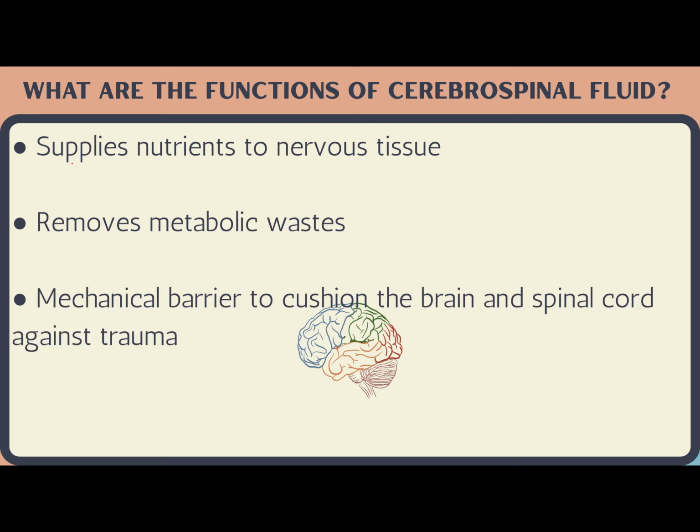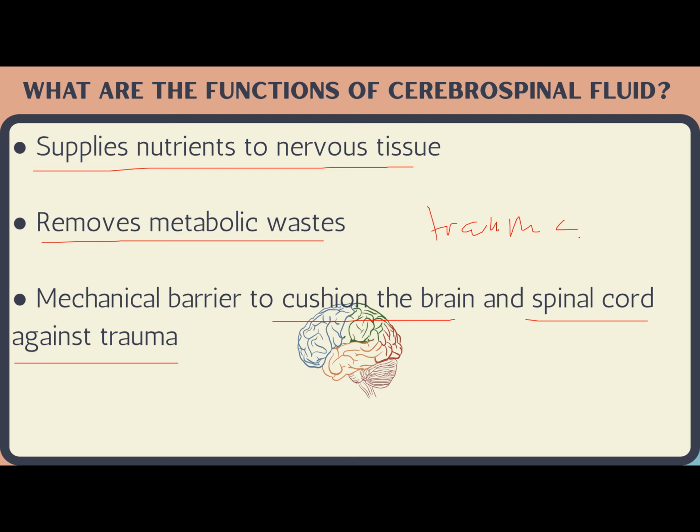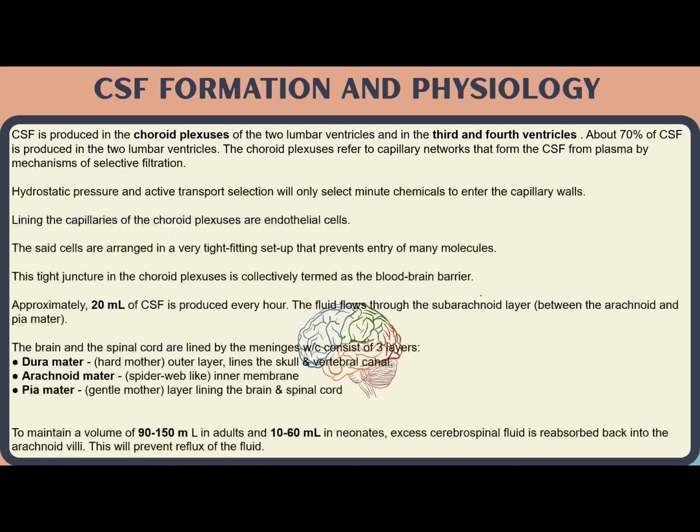Now, CSF, class, is important in supplying nutrients to the nervous tissue. It's able to remove metabolic waste, and it is a mechanical barrier to cushion the brain and the spinal cord against trauma. So remember, class, CSF is a mechanical barrier that would soften the impact of any blunt trauma or any type of trauma to the brain and to the spinal cord.